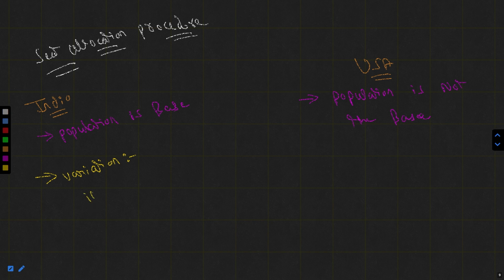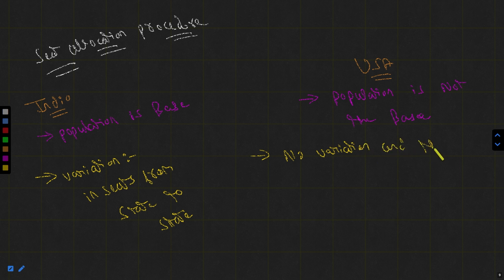There will be variations in seats from state to state. Here there will be no variations, and hence we will have equality in representation. Okay, so that is the thing.